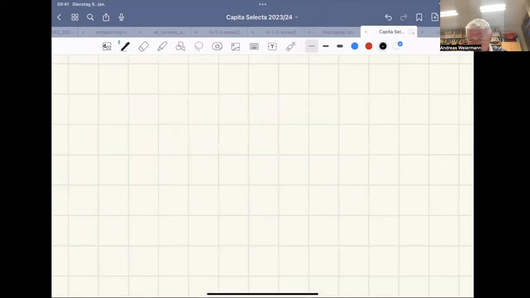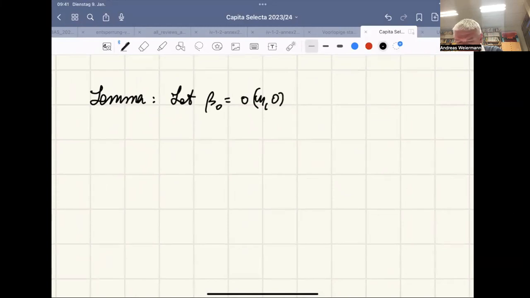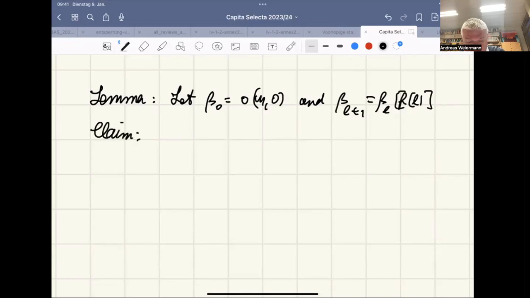Now we do an abstract lemma. For a weakly monotone function f, let beta 0 be O of m0 and beta l plus 1 be equal to beta l with f of l. Claim: O of m_l is at least as big as beta l.